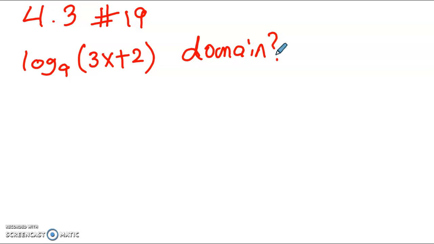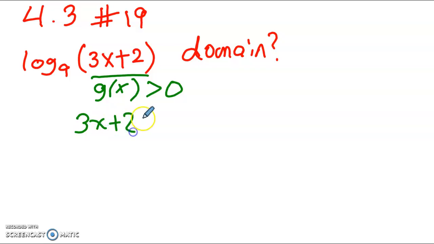Okay, so in order for us to find the domain, we need to take a look at this expression. Now, we can't have this, they're calling it g of x in your book. This has to be greater than 0. Okay, so 3x plus 2 is greater than 0. So now we can solve this.